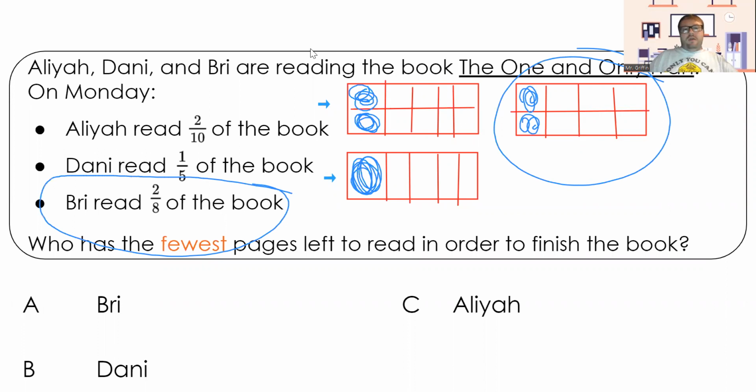Now, look at your letters carefully because they're actually kind of mixed up. My gut would say, oh, Bree's the third person, so she's C. But C says Aaliyah. So you have to make sure you always read your options carefully to understand how to solve these problems.